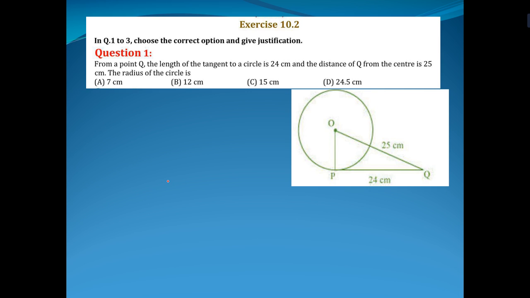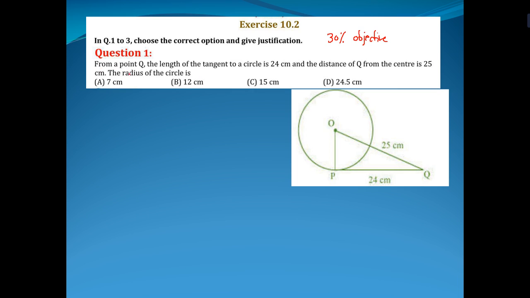So in this exercise 10.2, there are different types of sums, that is, MCQ sums are there. In the board exam, 30% is objective. So it may be possible that in this lesson they ask objective questions like MCQs.